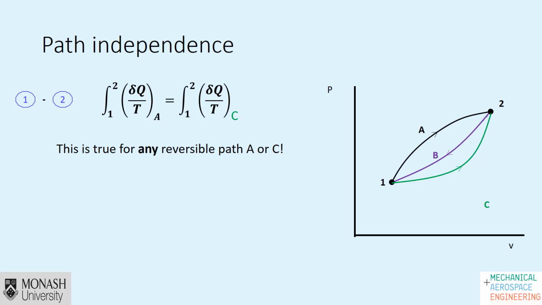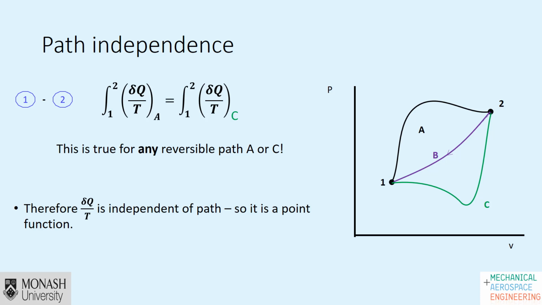So this statement is true for any reversible path A or C, not just the ones we've drawn here. We can make it look like any path we like as long as we satisfy the reversibility condition. The integral of the heat transfer divided by the temperature will be the same. It's independent of the path.